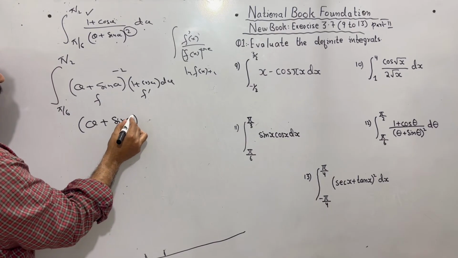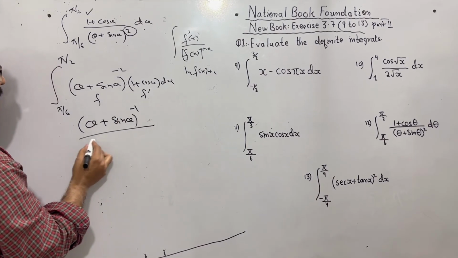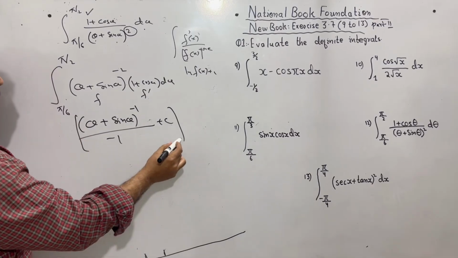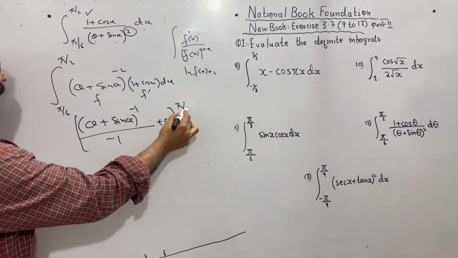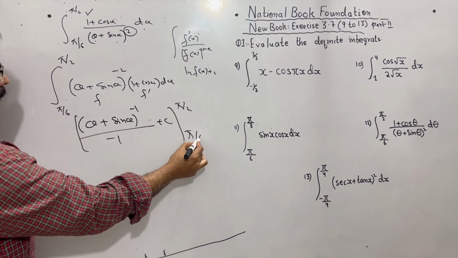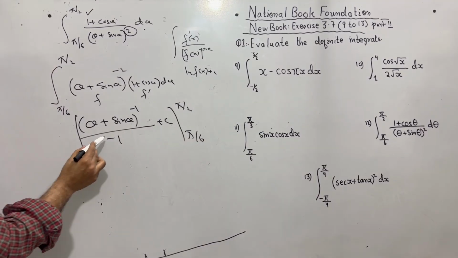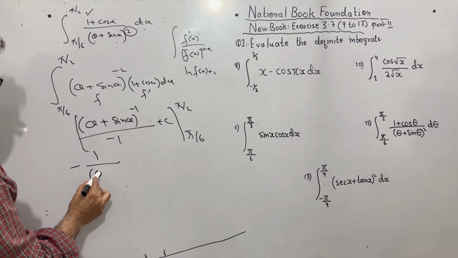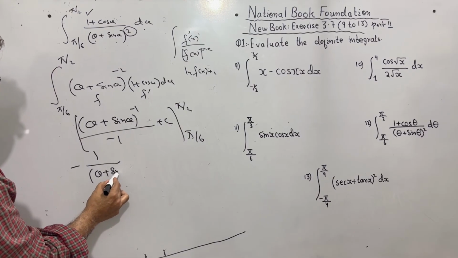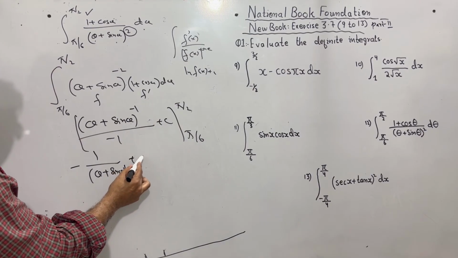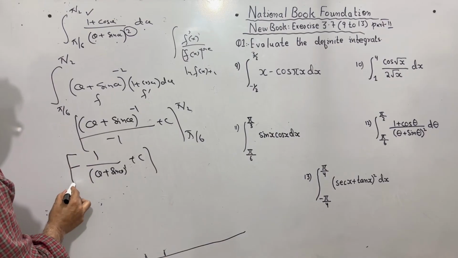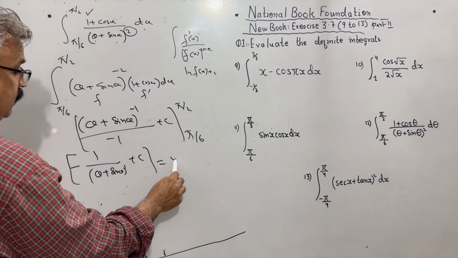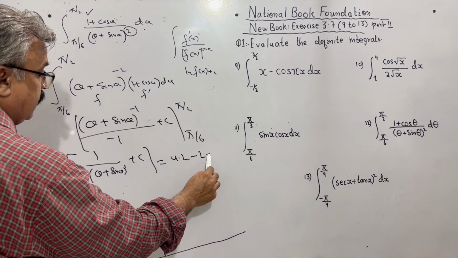Theta plus sine theta to the power minus 2 plus 1, it is minus 1. Dividing with the same power, then put limits. Upper limit minus lower limit. Upper limit is pi over 2. Lower limit is pi over 6. It can be written as negative 1 over (theta plus sine theta) overall power 1 plus c. Now put limits, upper limit minus lower limit. Let me write UL instead of upper limit minus lower limit.